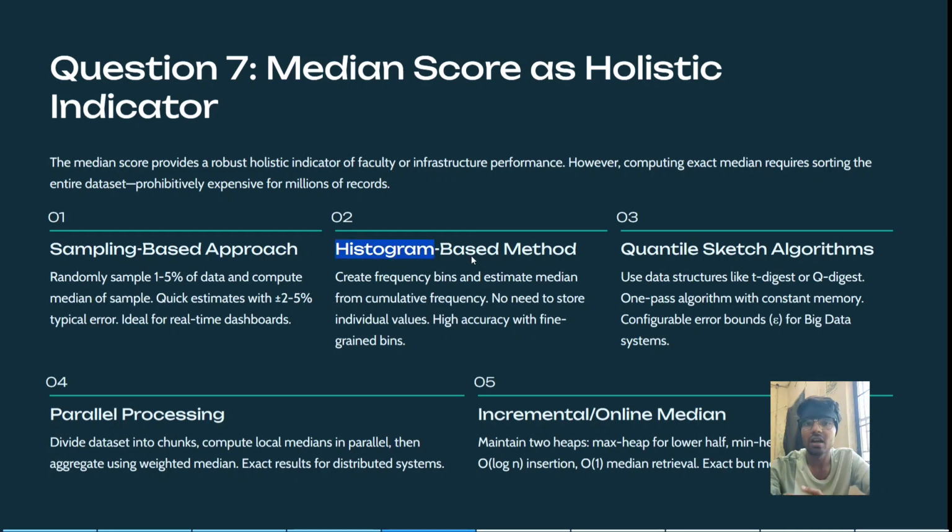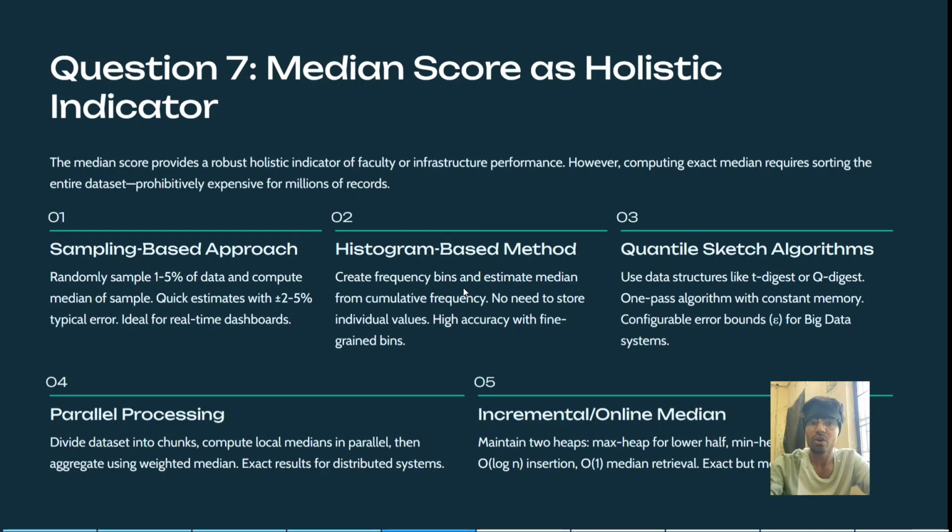The second is the histogram-based method. Remember question 3, where we calculated the median from grouped data. Same principle. Create frequency bins, build a histogram, and estimate the median using cumulative frequency. The beauty is you don't need to store individual values, just bin counts. This is excellent for extreme data sizes or when memory is limited. If your bins are fine-grained enough, you can achieve 98% plus accuracy.